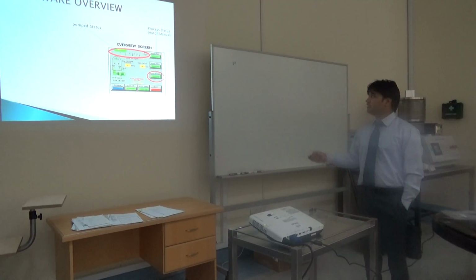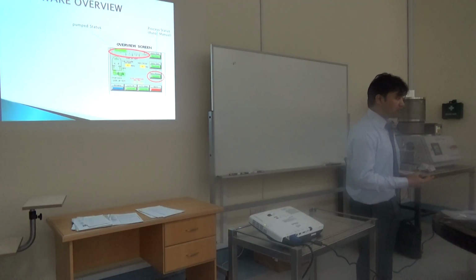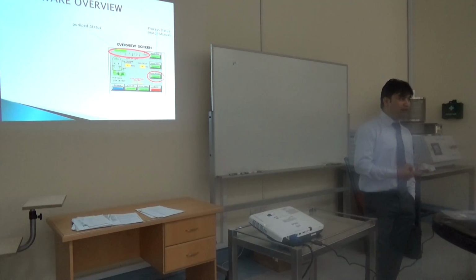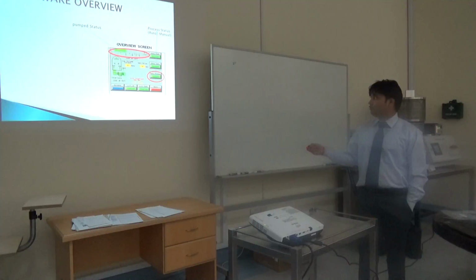Next, this is called the auto process. There are two kinds of process. Either it's called the auto process, and the second is called the manual process. In here, this line will show the auto process and the manual process.